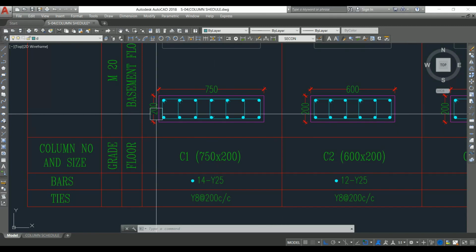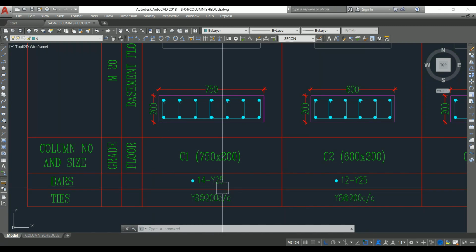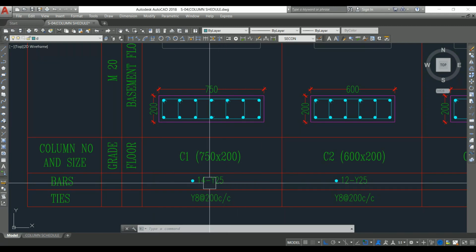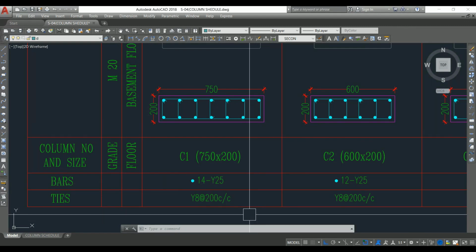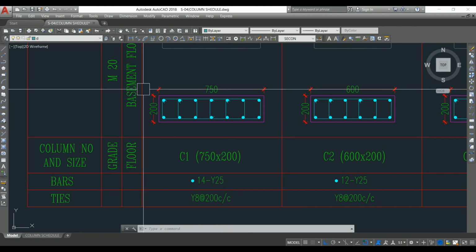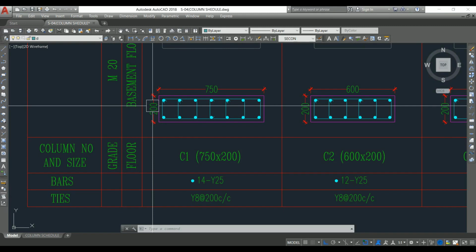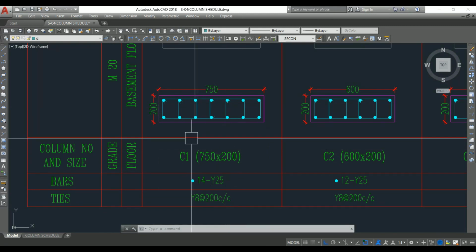So here 200 mm is the least lateral dimension of the column. 16 times dia, 16 times 25, that is more than 200 mm, and the last criterion is 300 mm. So 16 times 25 and 300 mm are more than the least lateral dimension of the column. So that is why we need to use 200 mm as spacing for lateral ties in this column.